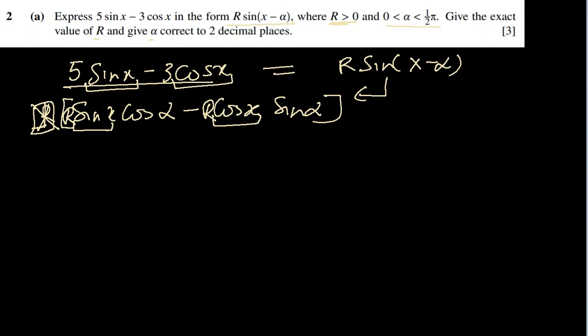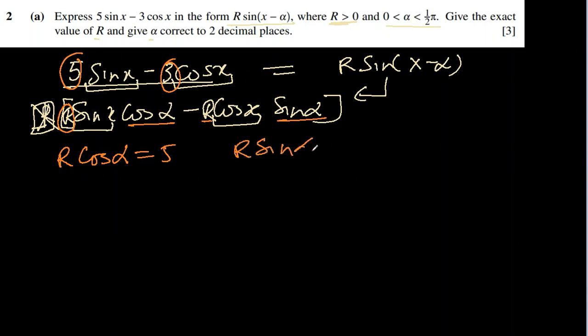So what is remaining? What is remaining in this one? In this, 5 is remaining, but in this expression r cos alpha is remaining, and we will write r cos alpha equal to 5. Similarly, 3 is remaining here and r sin alpha is remaining in this one. So by comparing them, we get r sin alpha equal to 3.